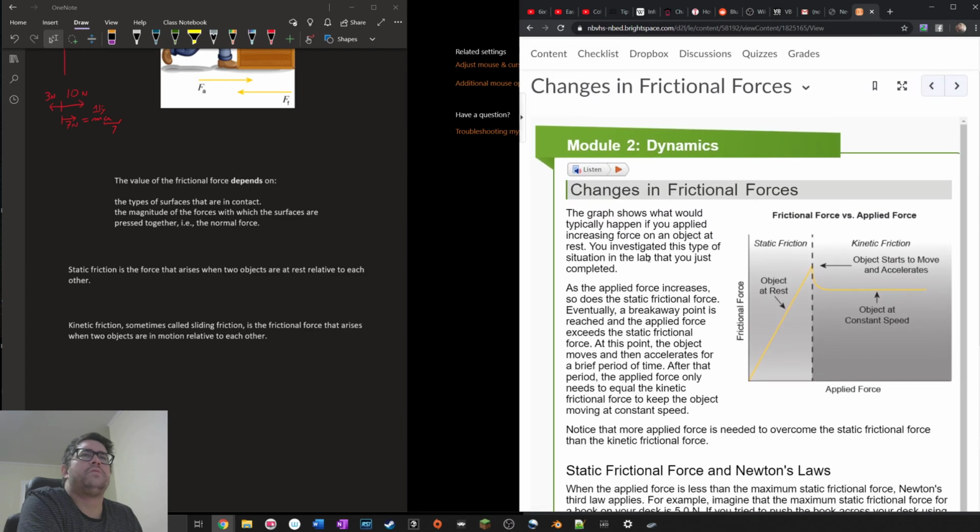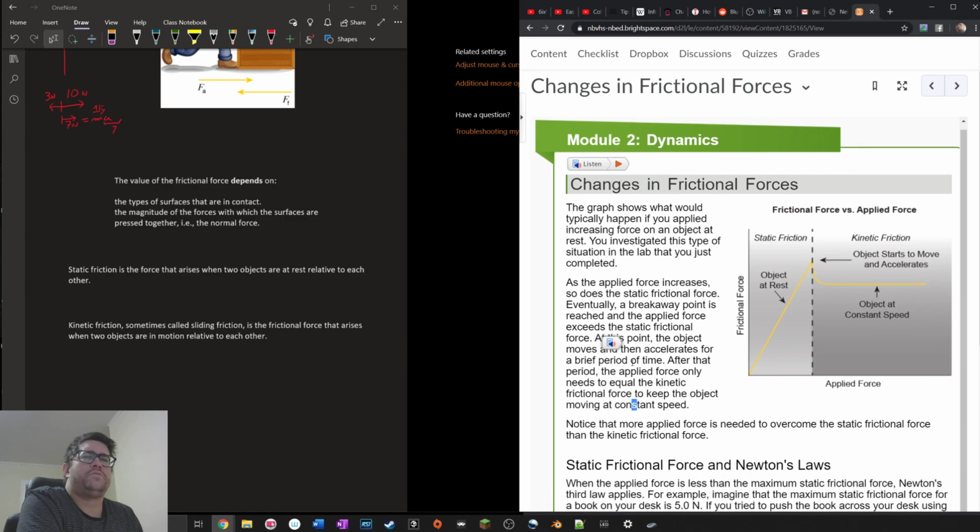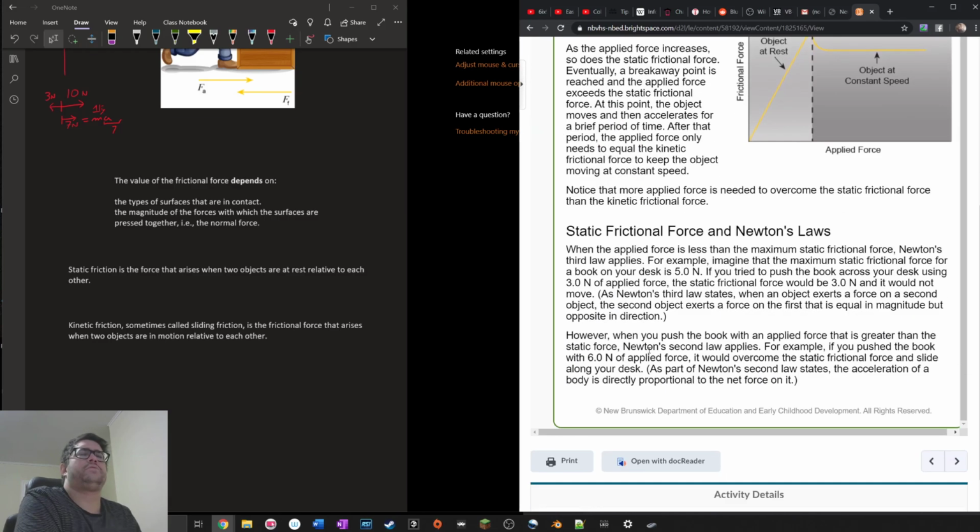Let's read this fast. The graph shows what happened typically when you investigate this type of situation as applied force increases. This was static force. At this point, an object moves in periods after periods in constant speed. Notice that more applied force is needed to overcome. These are all words I know. Static force and Newton's law.